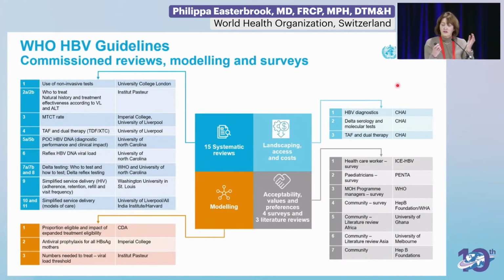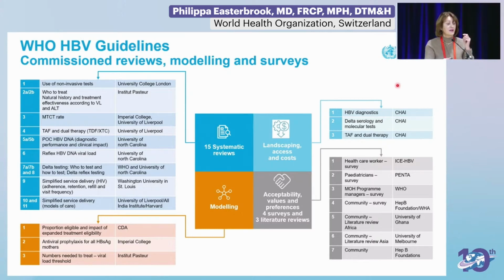So this is a quick sketch out of all the reviews and evidence pieces that fed into the guidelines process. And for those of you who have not been exposed to a WHO guidelines development group, it's a vast amount of work and a vast amount of data and a vast amount of discussion, as it should be. So there are around 15 systematic reviews that looked right across the panoply of the use of non-invasive tests, the who to treat, looking at both natural history stratified by the viral load and by the ALT, as well as then looking at cohorts and randomized trials of treatment versus no treatment stratified by the viral load and the ALT. We looked at also dual therapy, that's the use of tenofovir 3TC or FTC, and also the positioning of TAF and a systematic review on that.